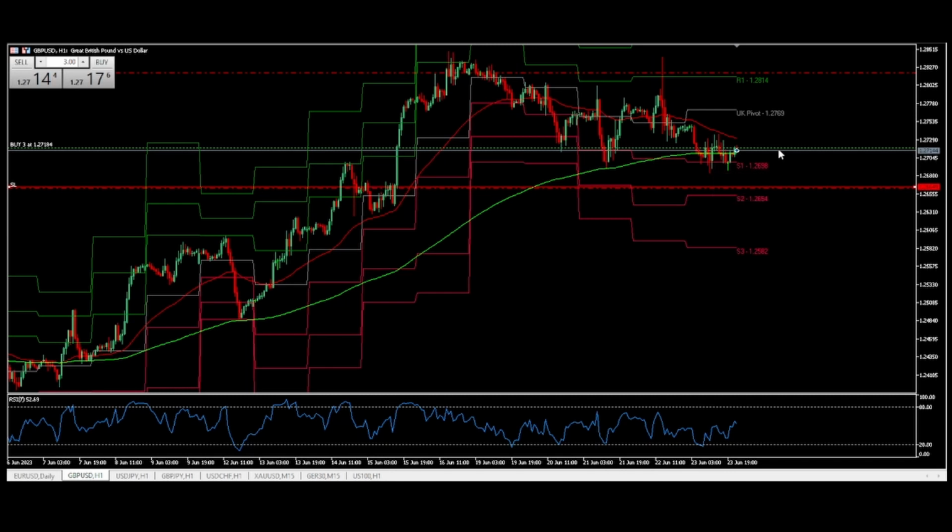I've entered this on pretty much a 2 to 1. So $3,000 profit and a $1,600 risk on this one. So it's a 2 to 1 trade. It's a very nice trade.